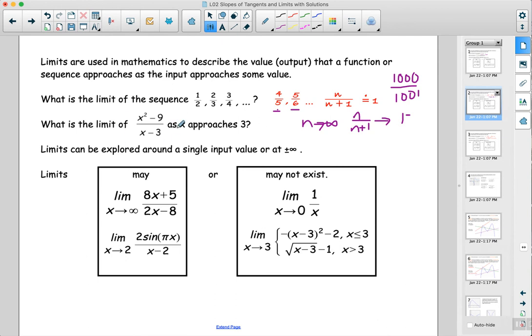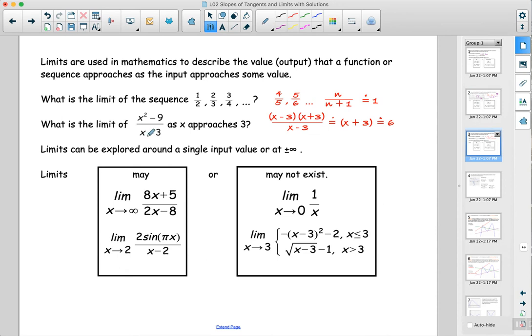What will happen with this one? What value is this approaching? So as x goes to 3, what's happening to our output? And in this particular case, that's the output. And again, you can be in control of the timing. I'm just going to move forward.